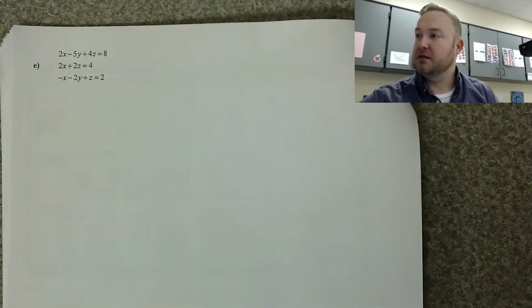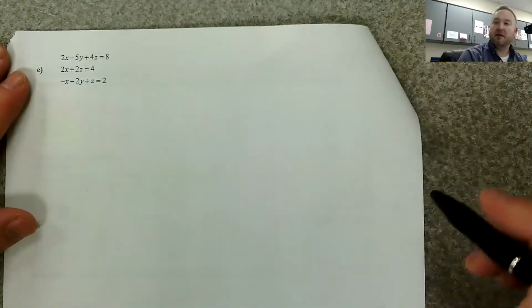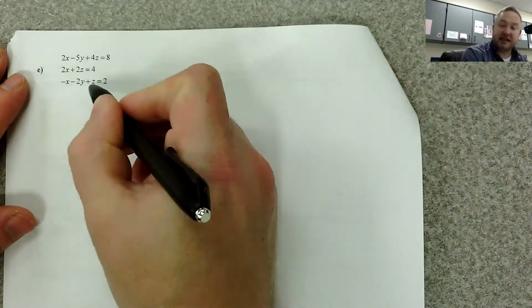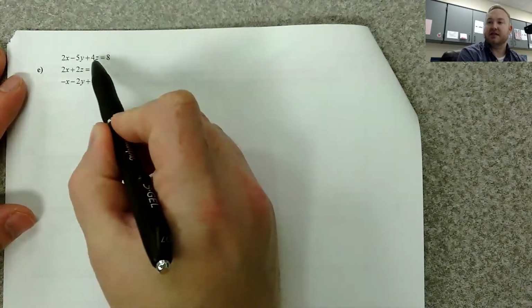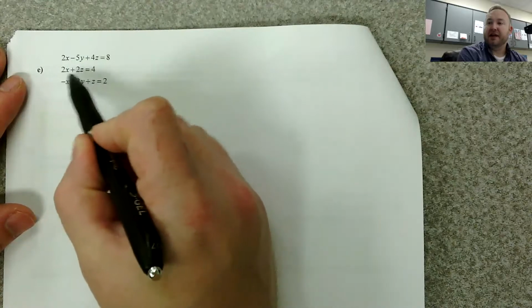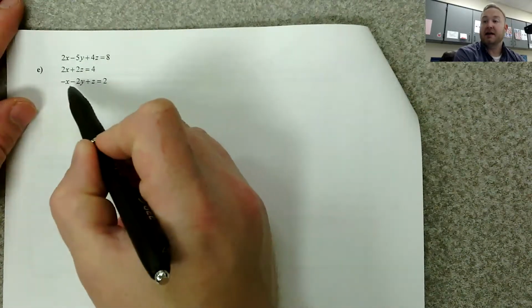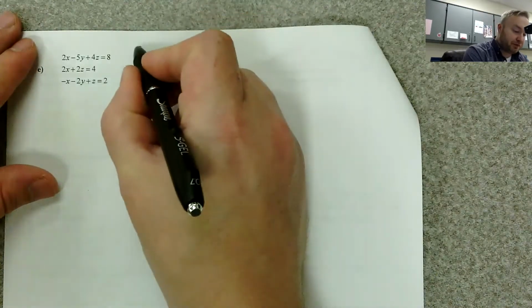There we go, that looks good. So the first thing we need to do is set up our augmented matrix. I want to make sure that all my x's and y's and z's are lined up. In each equation, x is first, y is second, z is third. In this second equation, I notice I'm missing a y, so I'm going to keep that in mind. And the third equation goes x, y, z. Okay, so we're in good shape here.